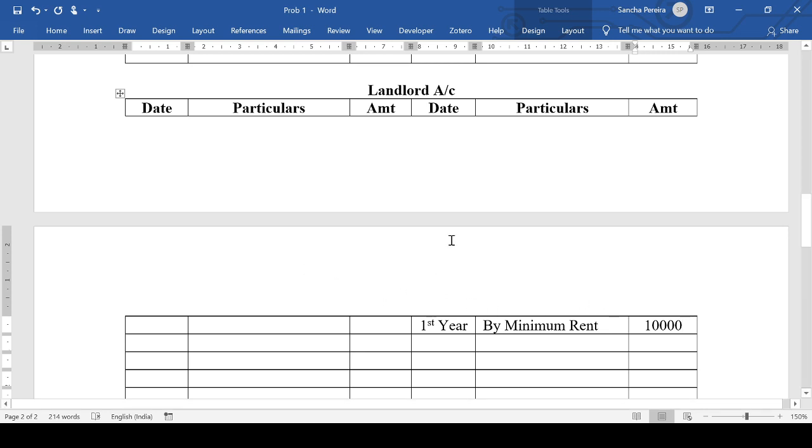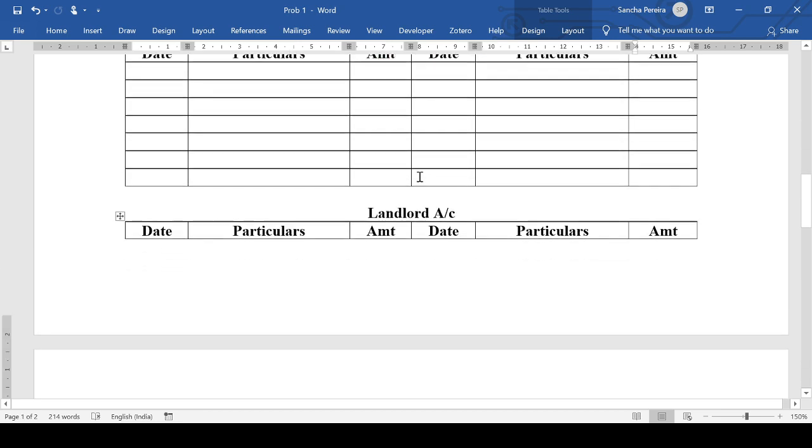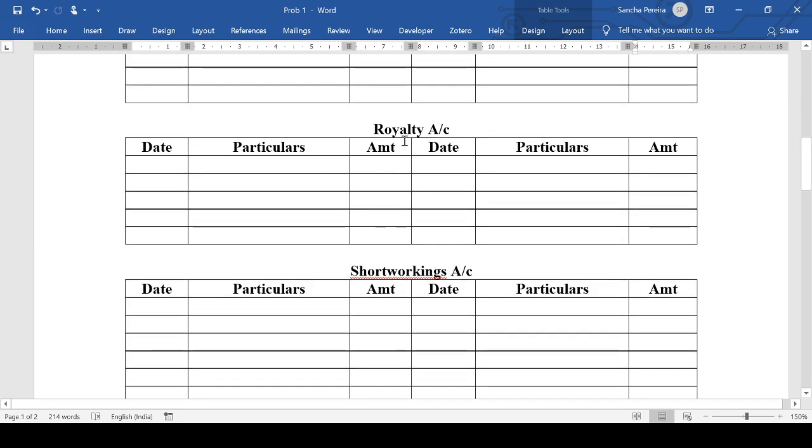Royalty account debit, short working account debit to minimum rent. If minimum rent is debited there, it is credited here. If we were solving under the other method without minimum rent account, it would have been just one entry: royalty account debit, short working account debit to landlord. With minimum rent, it is two.